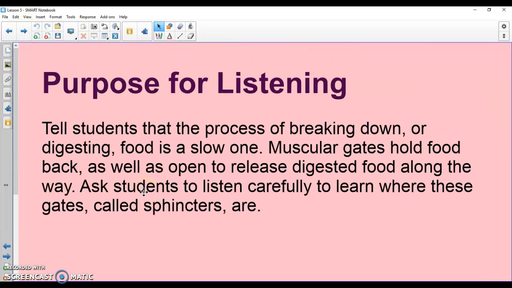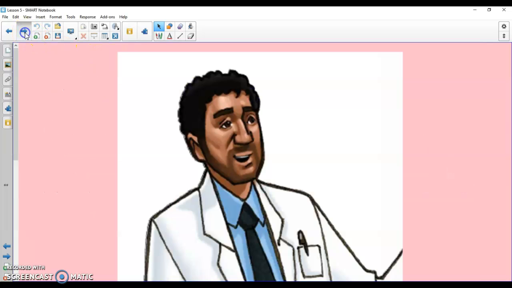The process of breaking down or digesting food is a slow one. Muscular gates hold food back, as well as open to release digested food along the way. Listen carefully to learn where these gates, called sphincters, are. Here's Nick Nutri.